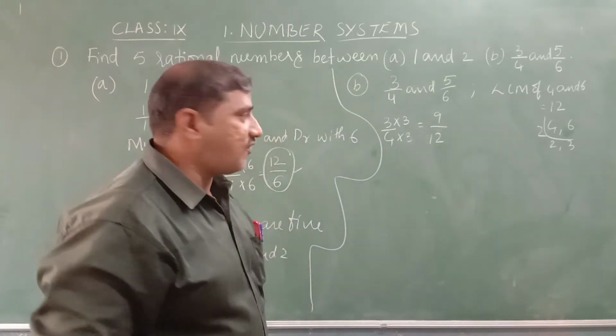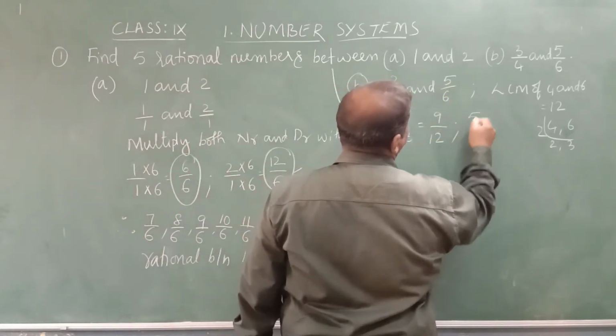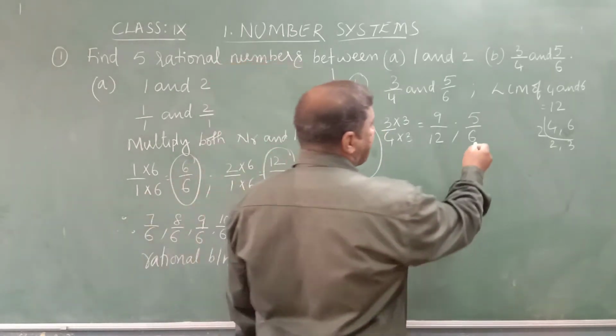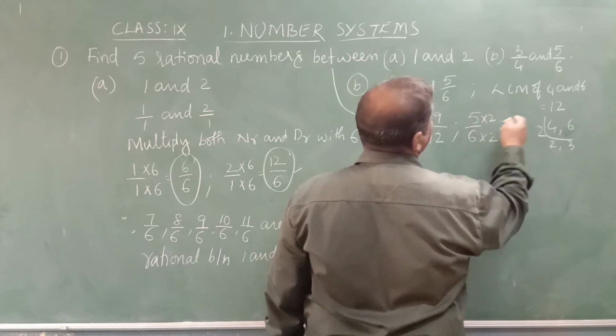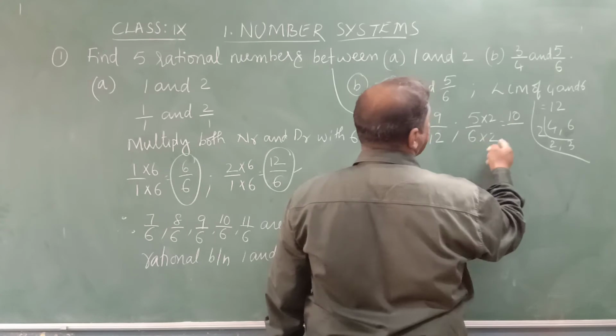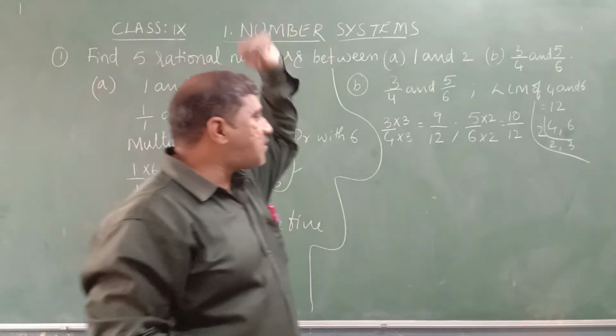9 by 12. Convert the second fraction. What is the second fraction? It is 5 by 6. To get denominator 12, 6 is multiplied with 2. So now what do we get? 5 into 2 is 10, 6 into 2 is 12. 10 by 12. So now we have two rational numbers.